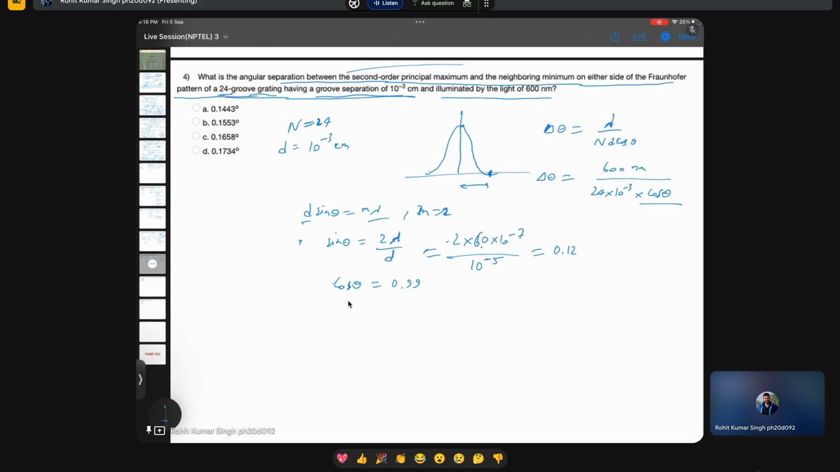Okay, so did you understand how I calculated cos theta? We use the grating equation. The order of the principal maxima was given, so this way we calculated it. Is this fine?